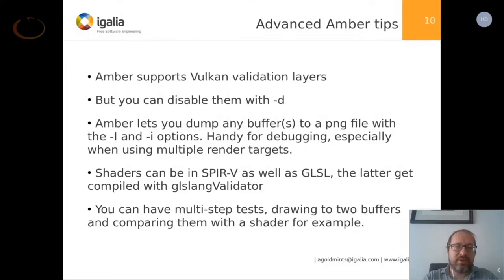As I mentioned, shaders can be in SPIR-V, GL, or GLSL. The latter get compiled with glslang validator, on which Amber actually depends. You can have multi-step tests. So a common thing that I've seen is having two different pipelines drawing to two different buffers, and then maybe you can compare them with an expect command, or even have a third step with a third pipeline that actually compares the two buffers in a shader and then draws green for good and red for not good. So that's an interesting thing you can do.